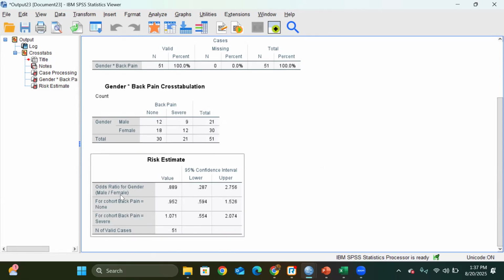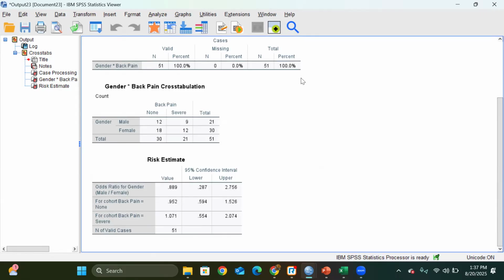Let me check. Male over female is equal to 0.9. And how do we check for the females if I reverse it? 1 over 0.9, so that is 1.1. So females have 1.1 times more chance of getting back pain as compared to the male. So we can write that. That would be for our odds ratio.